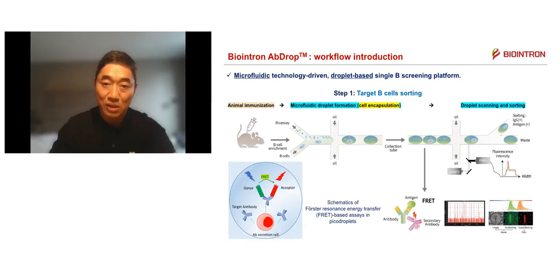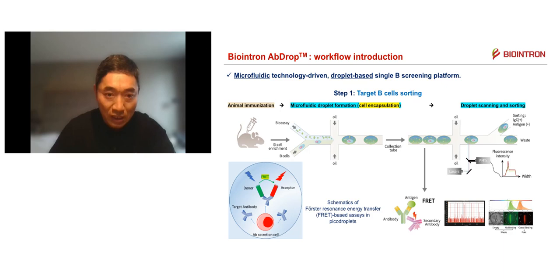So now we enter our second part. I'm going to introduce Biointron's AbDrop to see how it works. To put it simply, it's a microfluidic technology-driven, droplet-based single B cell screening platform. As a first step, we need to sort to get the target B cells. After animal immunization is done, we harvest the B cells, and then load both these B cells and some special bioassay reagent to generate microfluidic droplets by so-called cell encapsulation. As shown in this image, the bigger green events are microfluidic droplets. Inside them are cells, one single B cell and some bioassay reagent.